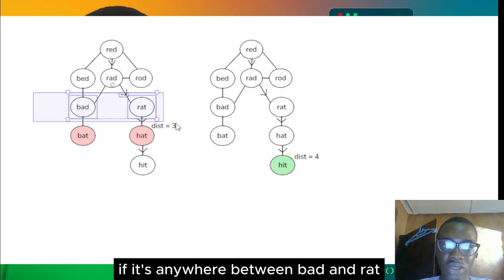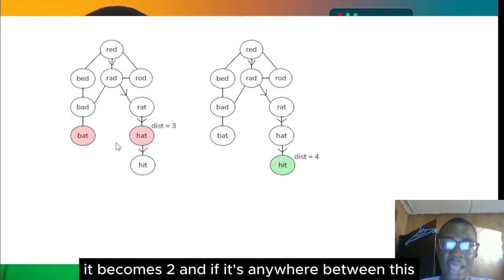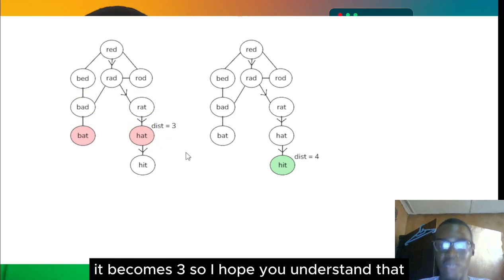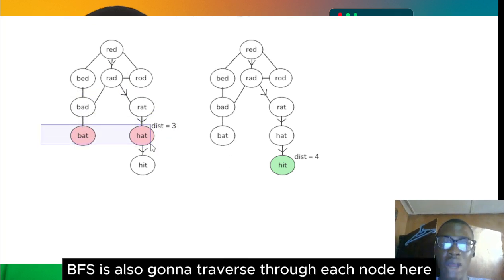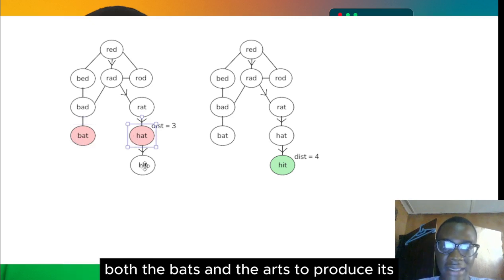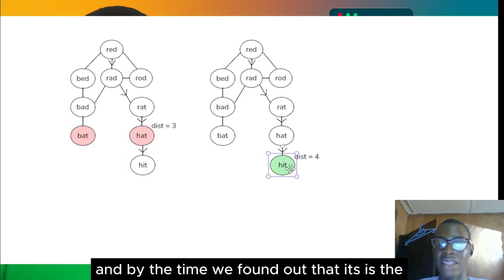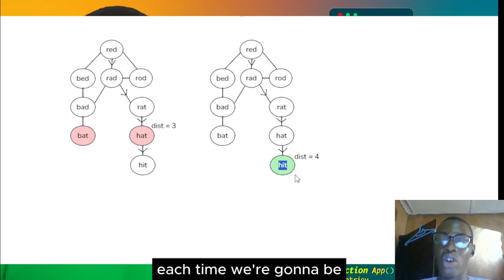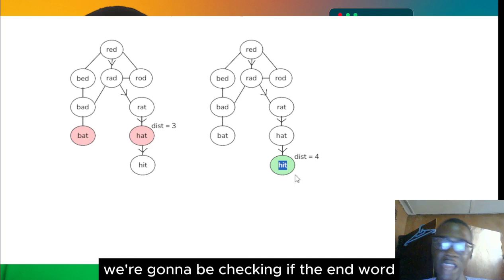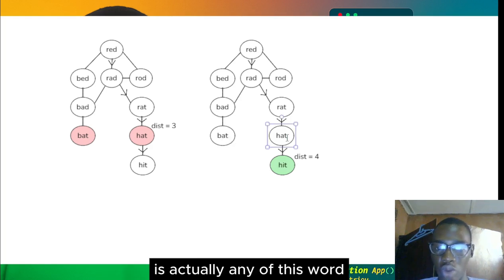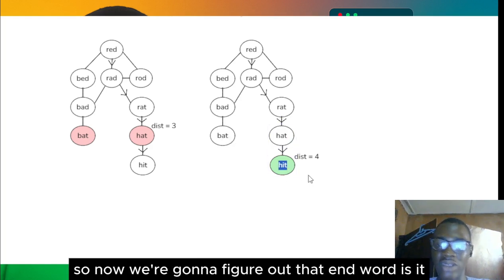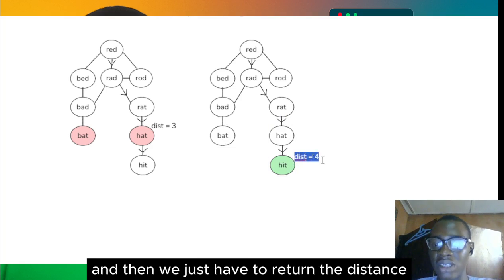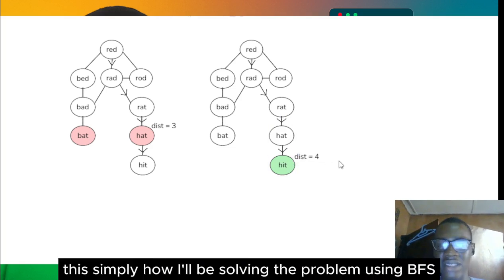If it's anywhere between bad and rat, it becomes 2. And if it's anywhere between this, it becomes 3. So I hope you understand that. So now BFS is also going to traverse through each node here, both the bat and the art, to produce it. And by the time we found out that it is the end word, each time we're gonna be checking if the end word is actually any of this word. So now we're gonna figure out that end word is it, and then we just have to return the distance, which is 4. So this is simply how we'll be solving the problem using BFS.